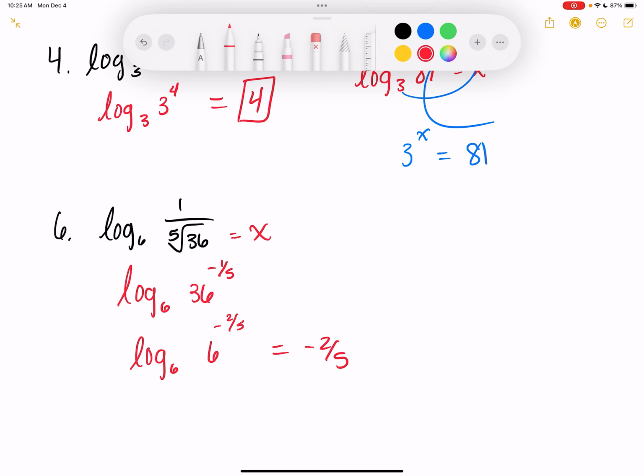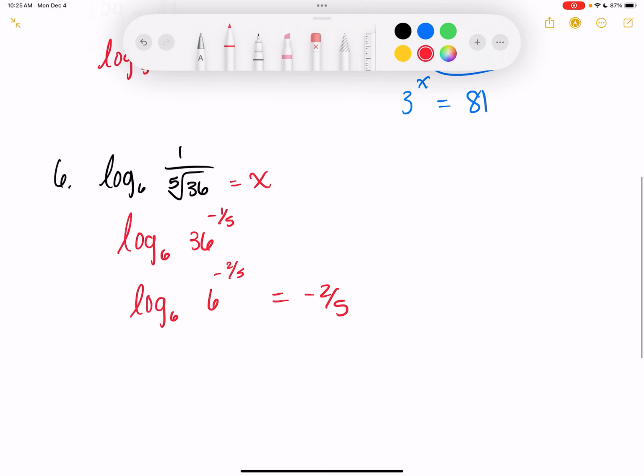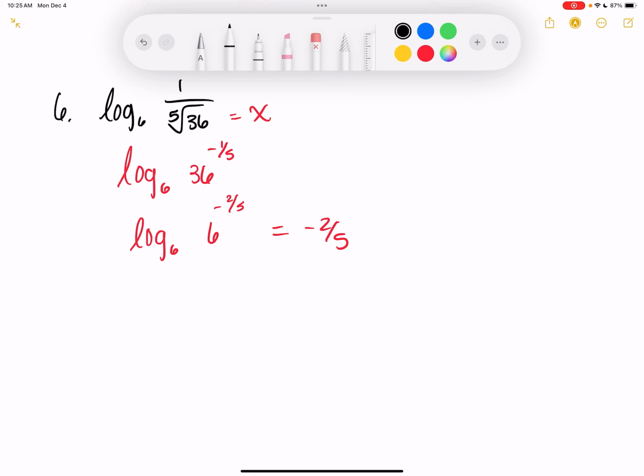So that's where that comes from, in case you're ever wondering why this property works. But that's why it works that way. Anyways, I was going to show you another way to do that problem, but I think this way is easier than what I would show you, so I'd rather just stick with that.